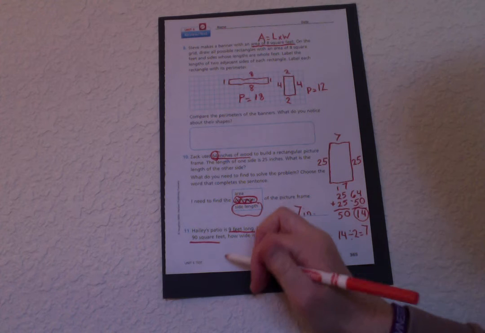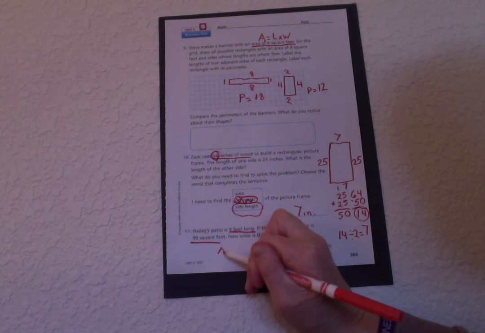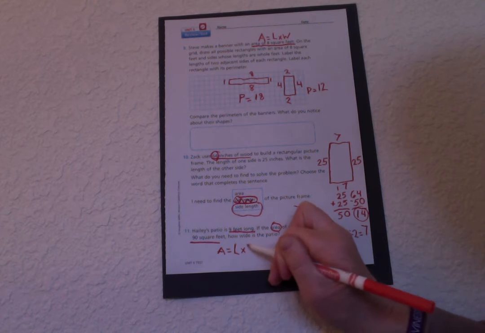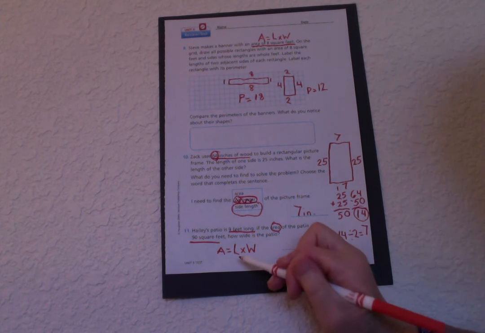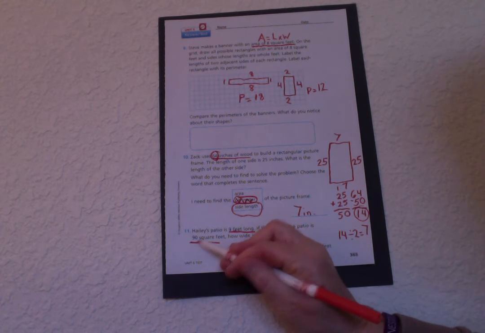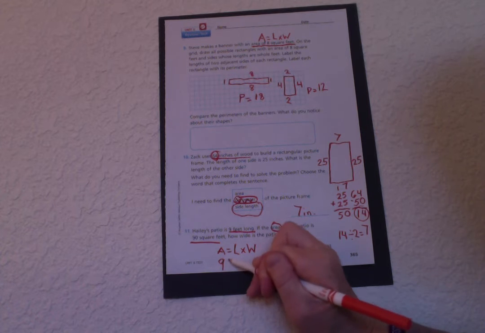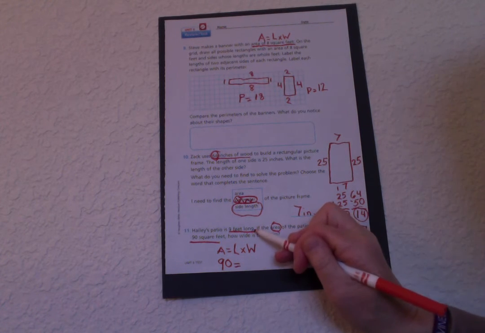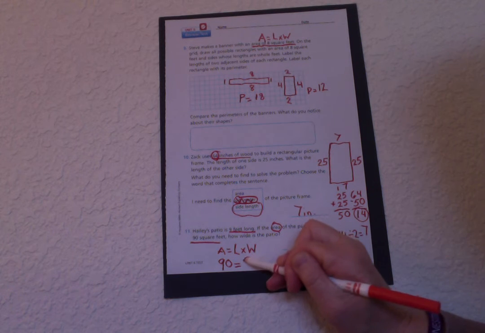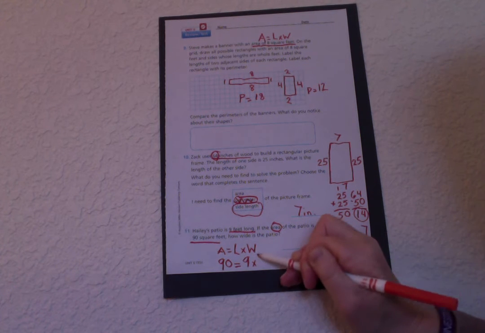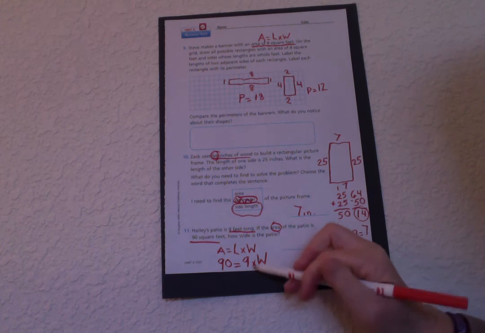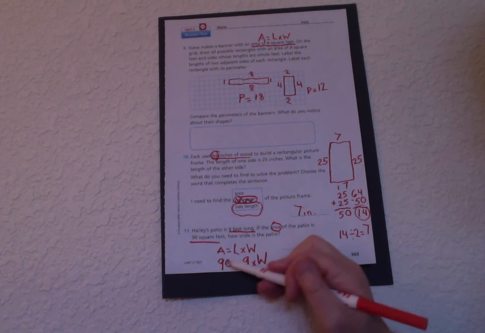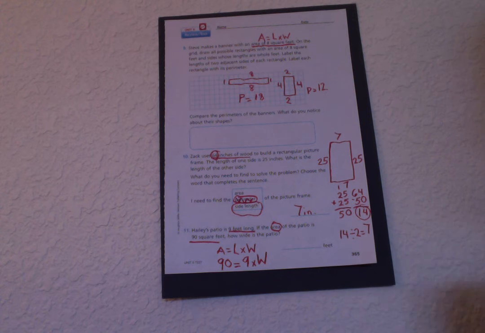So let's think back to our equation. Area equals length times width. Let's plug some stuff in. I know the area. It's 90 square feet. And I know that the length is 9 feet long. I'm looking for the width. What times 9 makes 90? Or 90 divided by 9 is what?